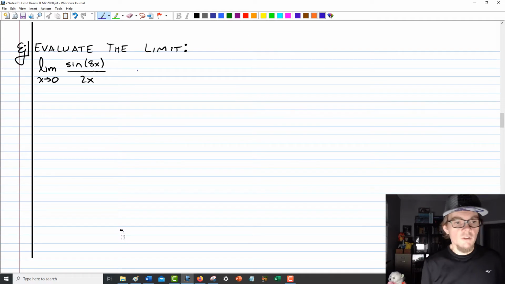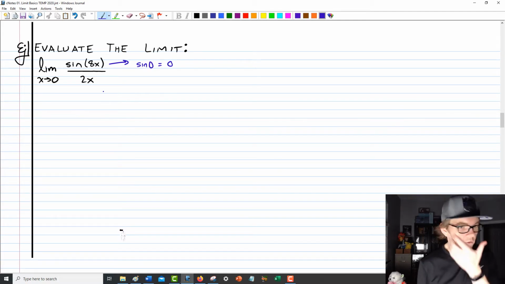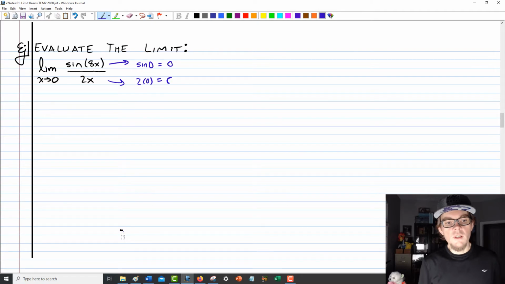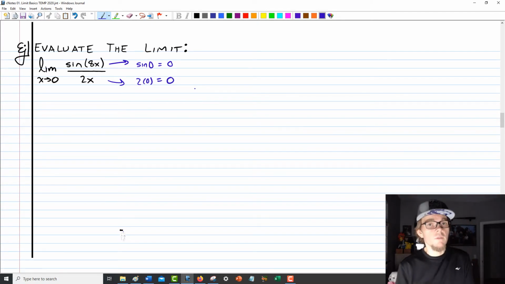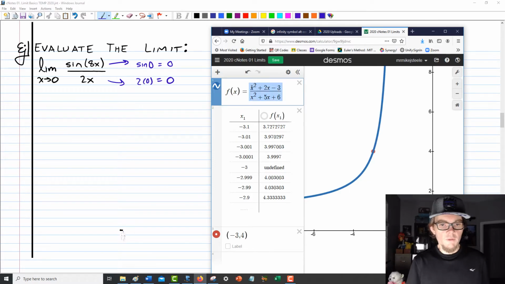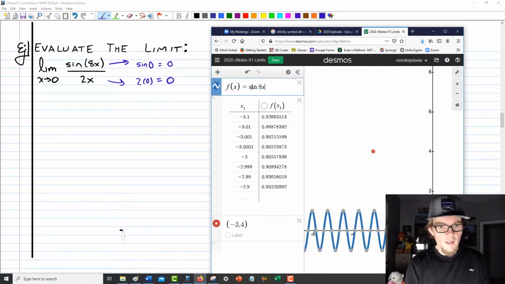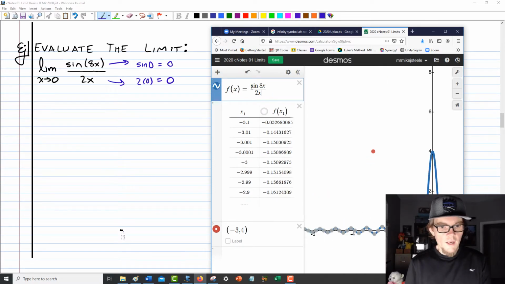And once again, as you copy it down, just to verify that something's going on here, the numerator is sine of 0, which is equal to 0. I know trig's probably not off the top of your head. The denominator is 2 times 0, which is equal to 0. So this is what we call indeterminate. So we can't just use direct substitution. We need to approach this from a different direction. So what I'm going to do is pull back in Desmos. So we have sine of 8x, and then we'll do 2x.